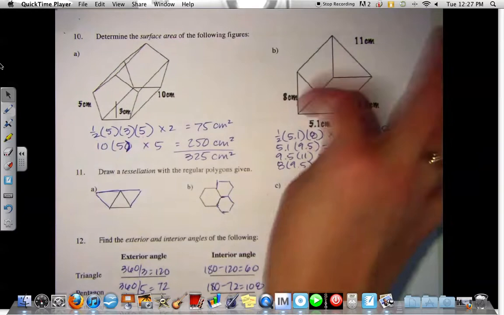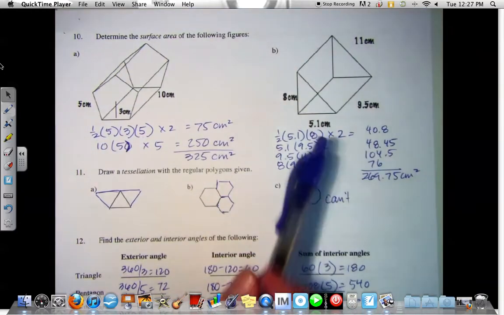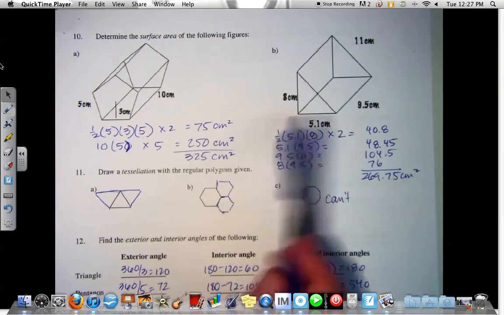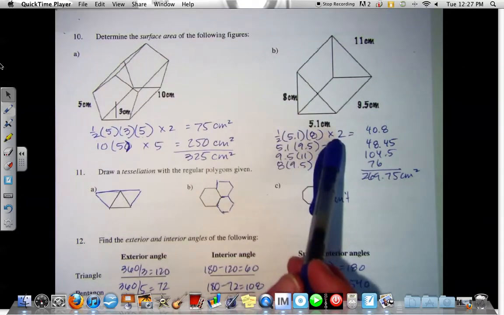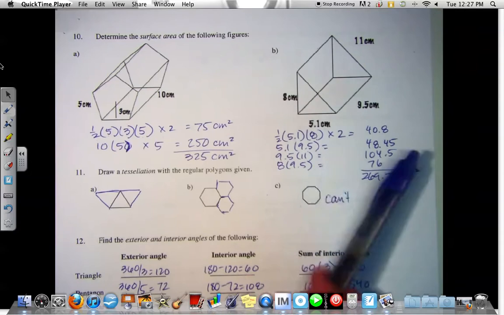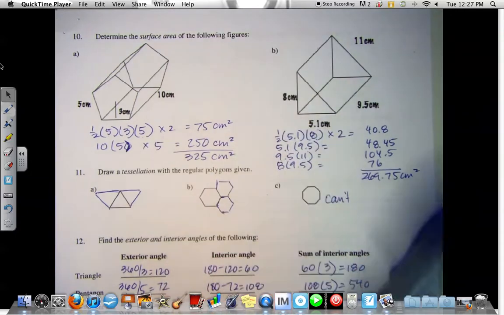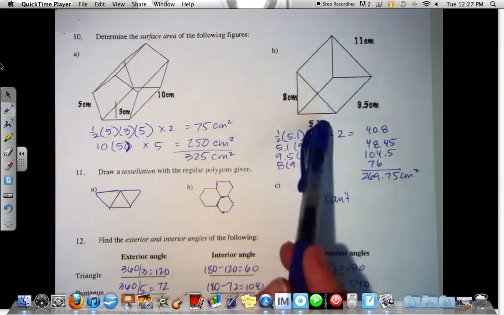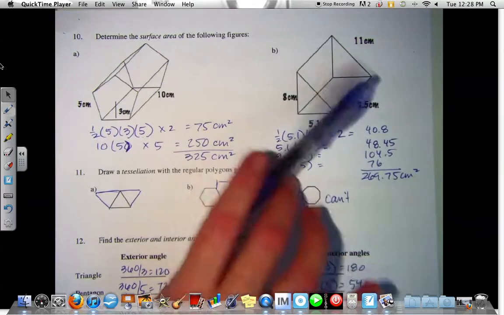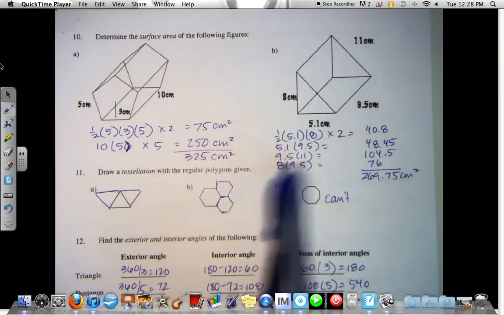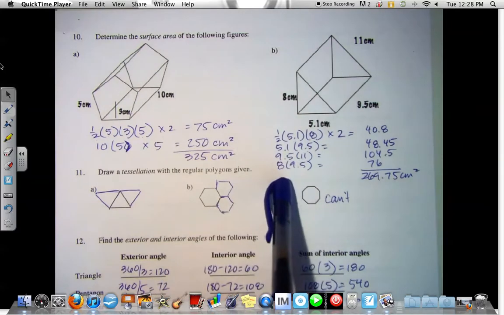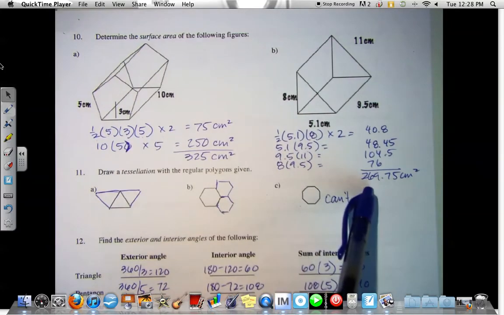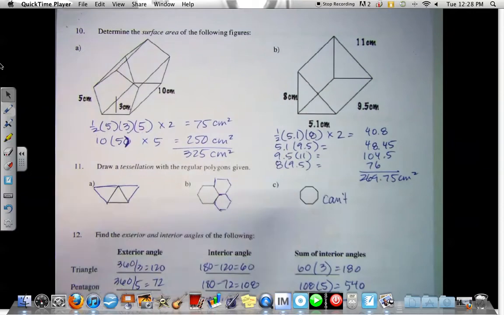10B, you have 2 triangles and 3 rectangles. The triangles have a base of 5.1, height of 8. So 1/2, 5.1 times 8, there's 2 of them. The 3 rectangles have different dimensions. So on the bottom, you have 5.1 by 9.5, this flat one out front here, 9.5 times 11, and then the one on the back, 8 times 9.5. Total surface area, 269.75 centimeters squared. Questions on those?